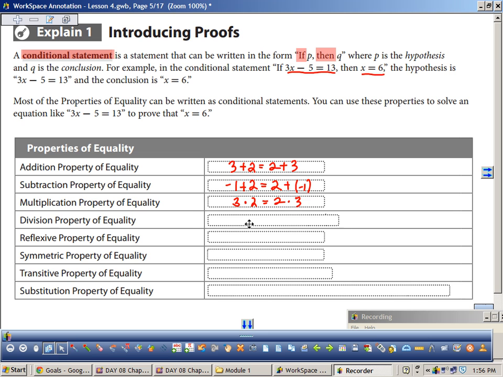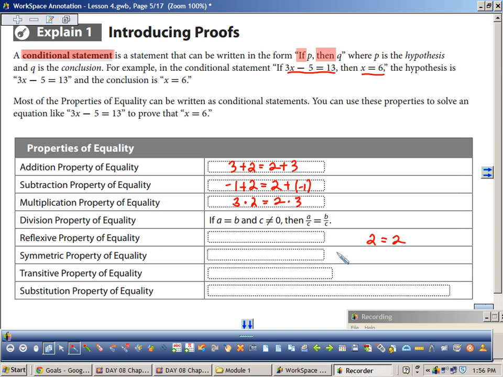Division property, we can use this one now. I think you guys are getting the idea of it, right? If A equals B, then if I divide both sides by C, it's still equal. Reflexive property. Reflexive property just means 2 equals 2.